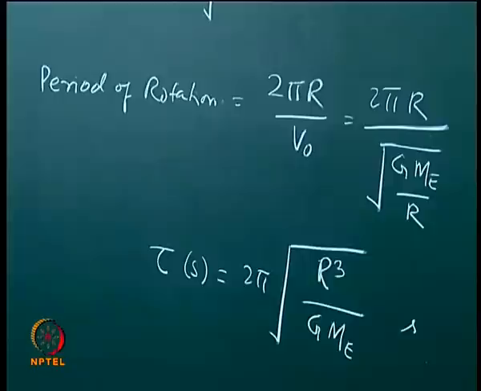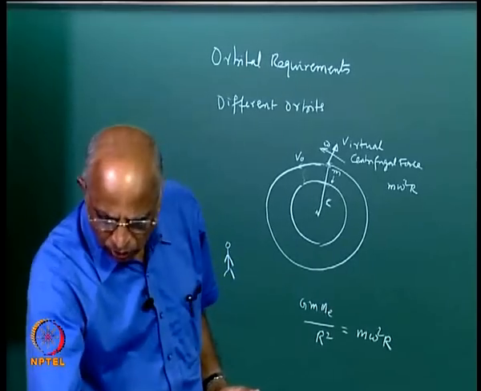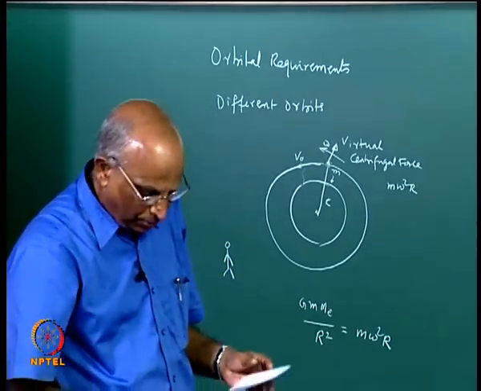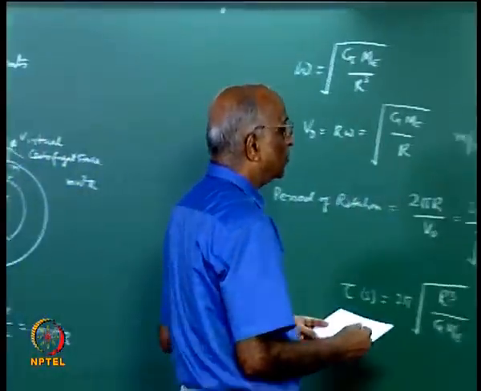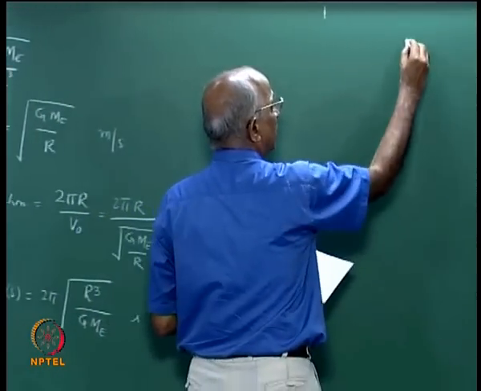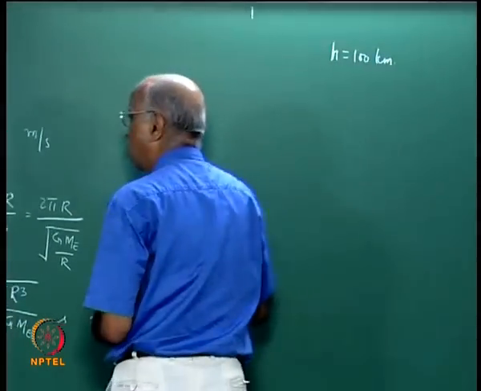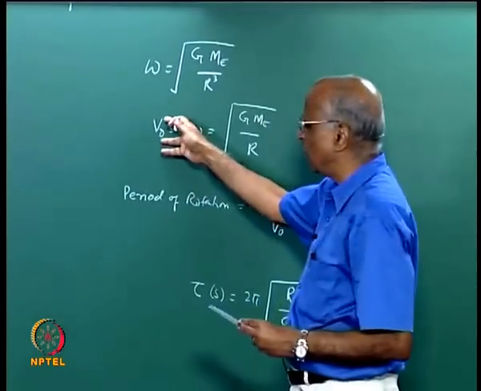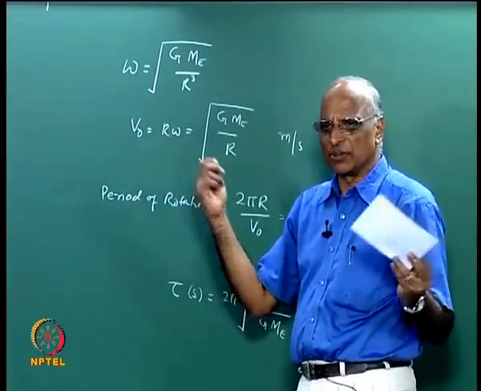Therefore, what is it you find from this? Let's do one or two small examples. Let us find the period of rotation for two distances. Let us take the problem which we did the other day, when the height above the earth is 100 kilometers, we found out the value of the orbital velocity. We said it is something like 7 kilometers per second, 7.4 or something, right.